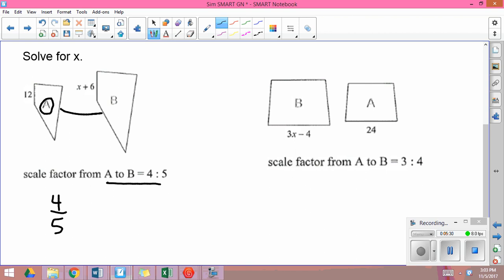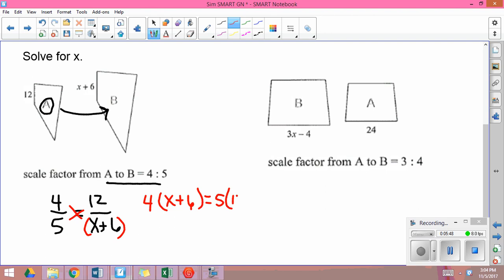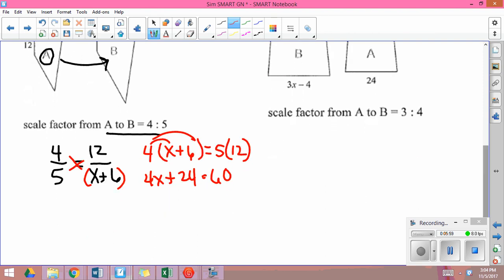Make sure you put a on top, equal to 12 over x plus 6. We learned in the first unit section of this that we have to lock those in parentheses before we cross multiply. 4 times x plus 6 is equal to 5 times 12. Distribute. 4x plus 24 equals 60. Subtract 24. 4x is equal to 16. Divide by 4. x is 4.